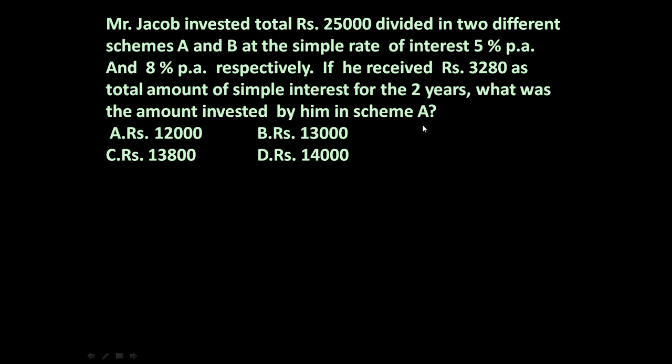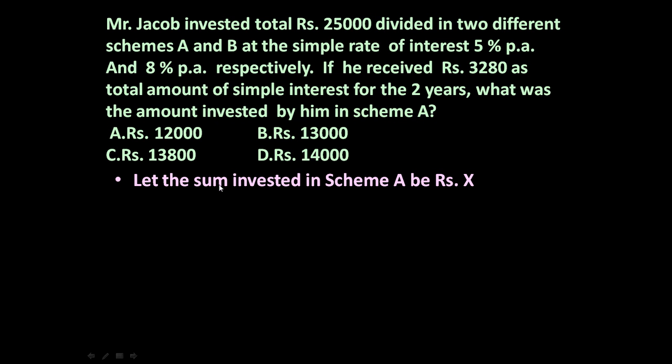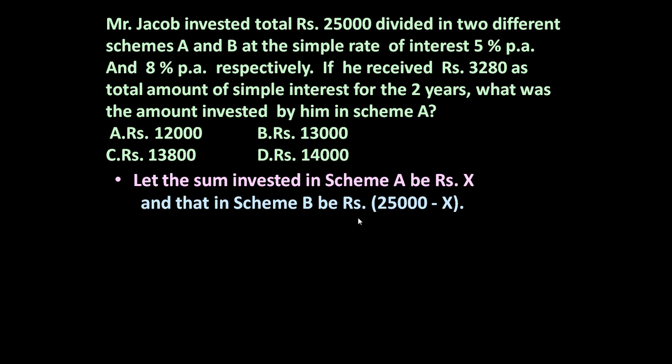So friends, to answer this question, first let us assume he invested X rupees in scheme A. Total amount he invested 25,000. Out of 25,000, X rupees he invested in scheme A. So obviously in scheme B he will invest 25,000 minus X. Remaining amount is invested in scheme B.